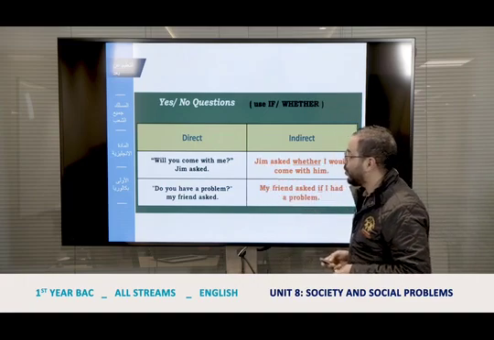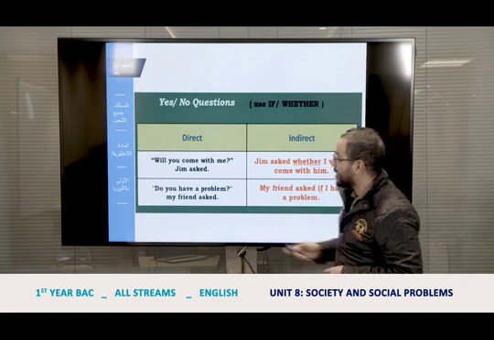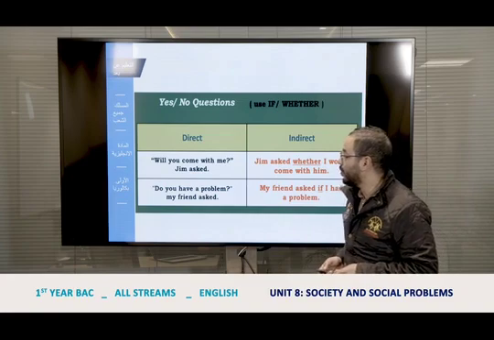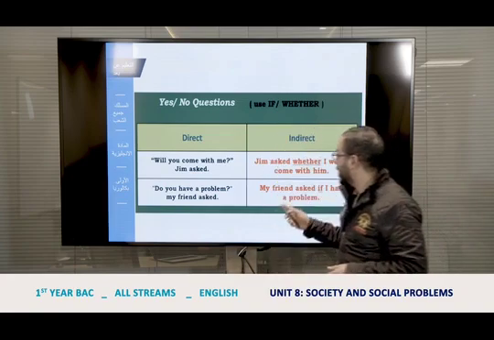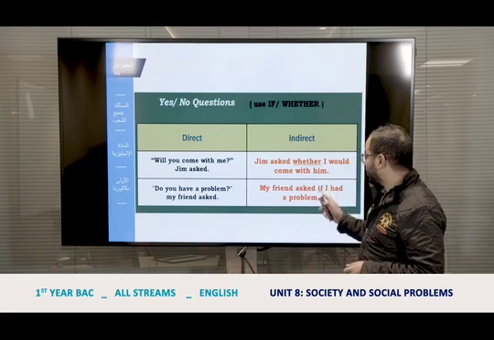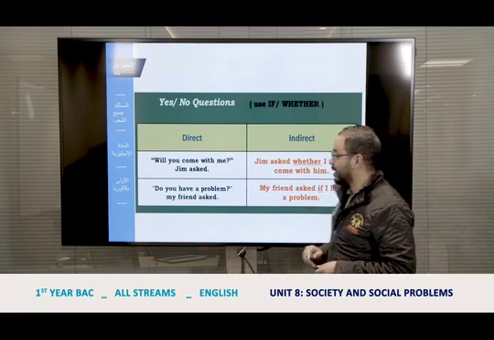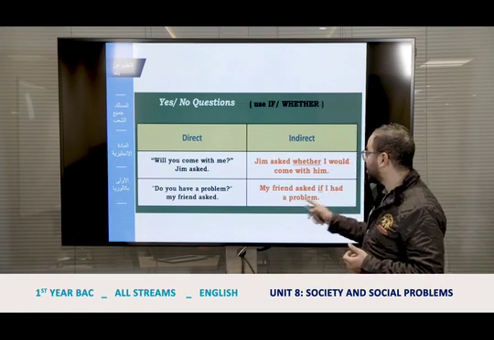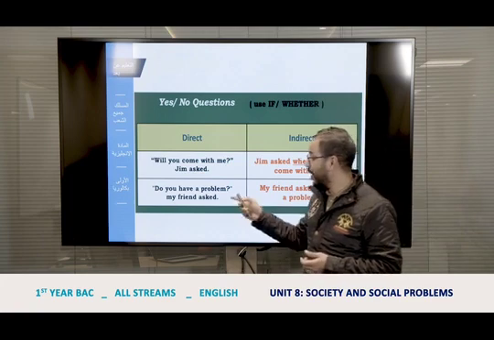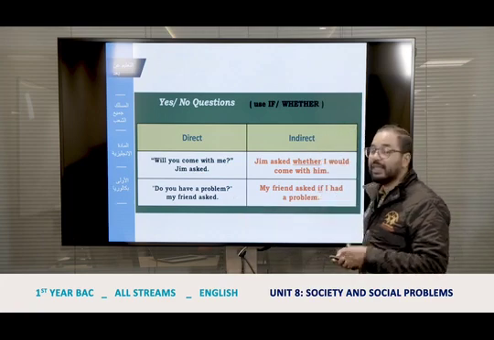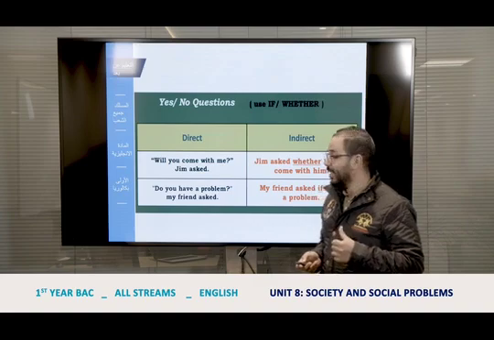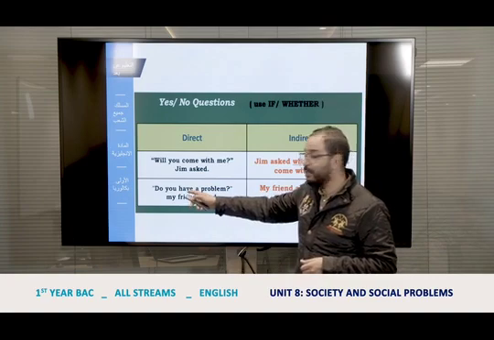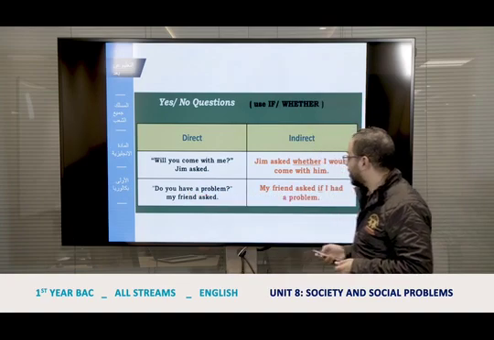The second is: Do you have a problem? My friend asked. Here we don't have what or where or any WH question word. So, do you have a problem? My friend asked if. I can use whether or if. "I," because he's asking me if I had a problem. So my friend asked me if I had, here the verb have becomes had, the past, a problem.